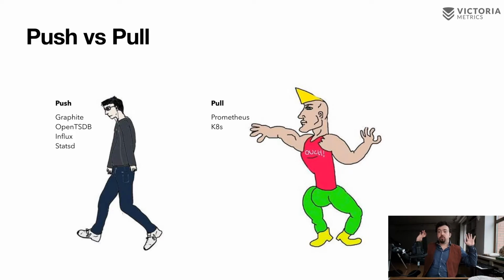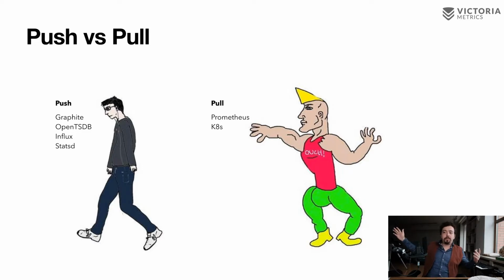The first solutions, the old ones, called classic solutions, support push. It's Graphite, OpenTSDB, Influx, StatsD, and each of these solutions has different protocols to send raw data. And we have the modern solution used by everyone. I mean, not everyone, but it's called modern because everyone wants to use modern things. And this is a solution called Prometheus. It's popular mostly because it's supported by Kubernetes and so on.